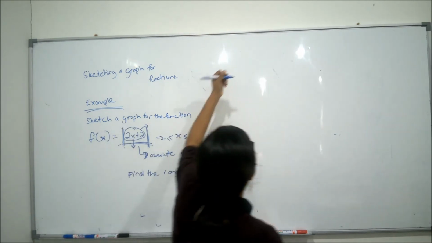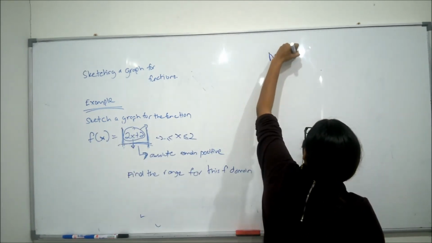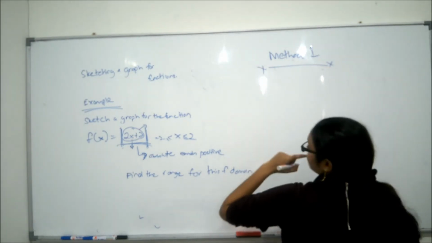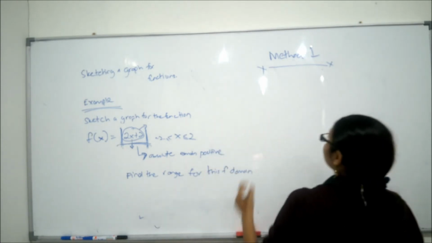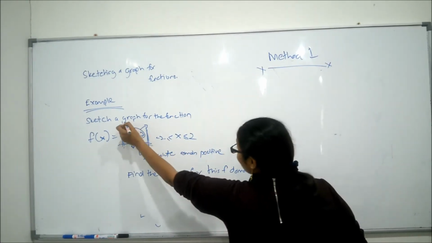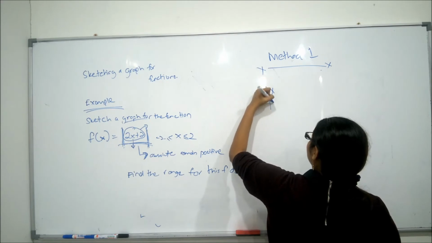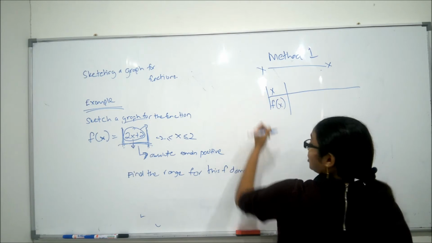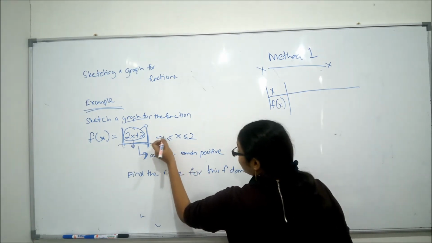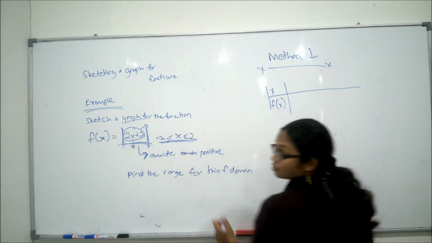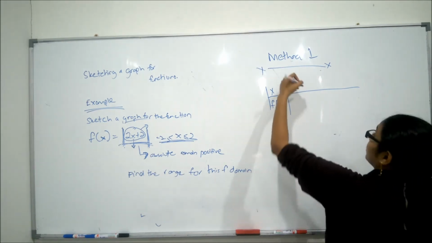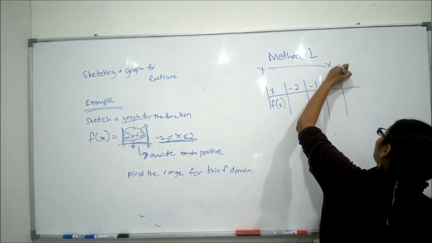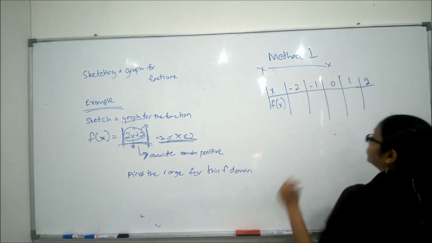How does this work? Let's look at method 1. There are two methods to solve this. Okay, the first method is, obviously if you want to sketch a graph, you will have to have this table of x and fx. So what are the x values that are required? You can see here, it's -2 right up to 2: -2, -1, 0, 1 and 2.